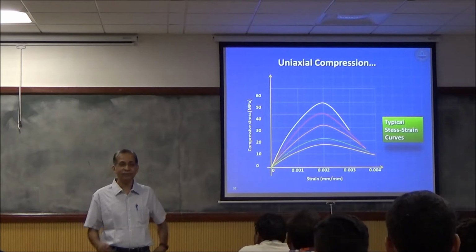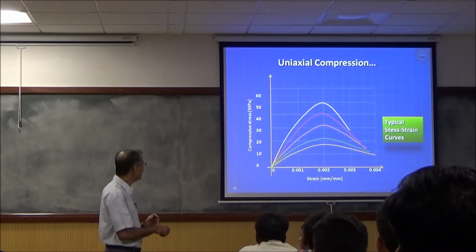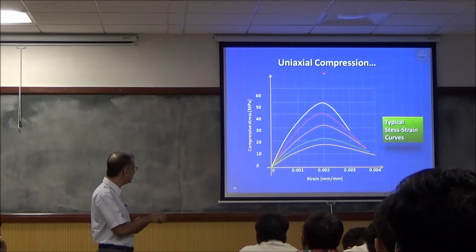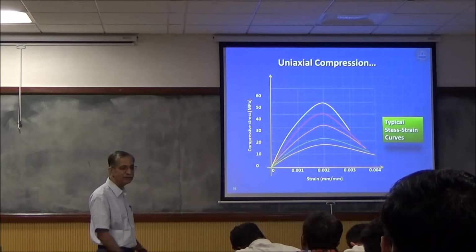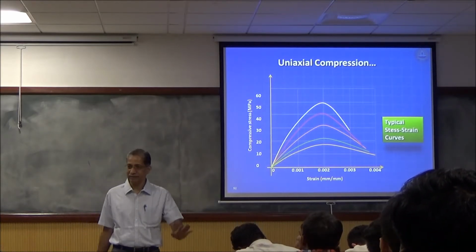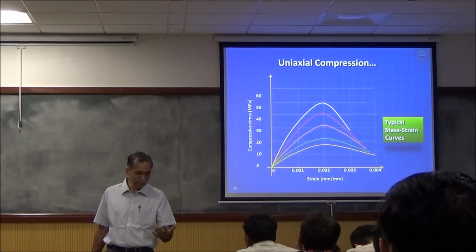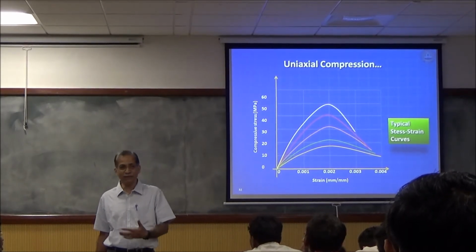Any answer? So first let's get the observations. You made one observation that there seems to be a constant strain at which the ultimate strength is attained. What's the second observation before you ask the questions? First you must observe, then you must question. You jumped into the question without observation. What's your observation?